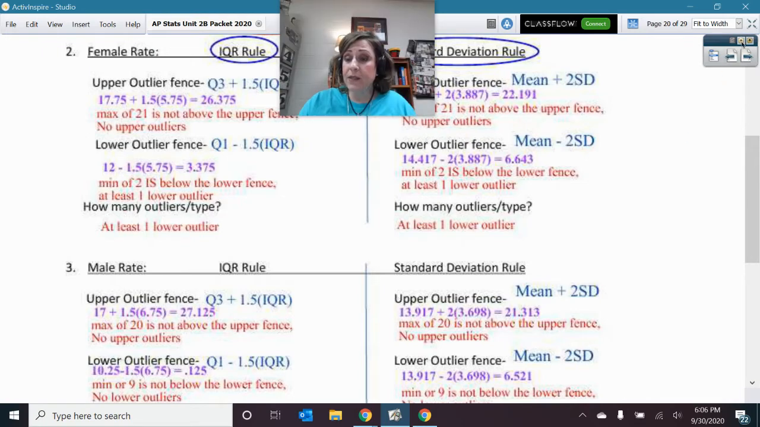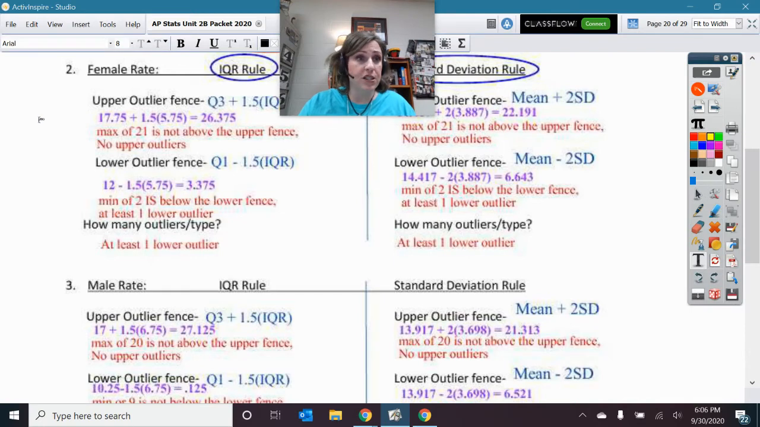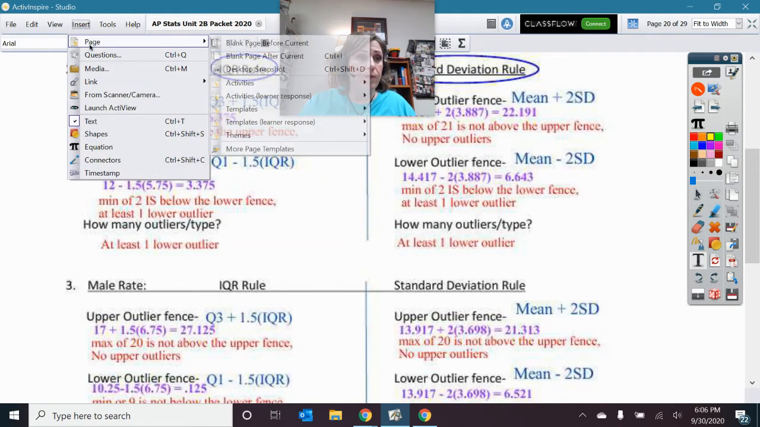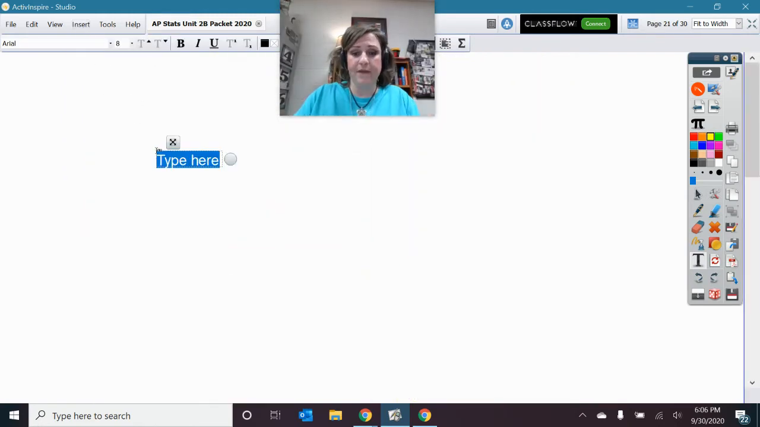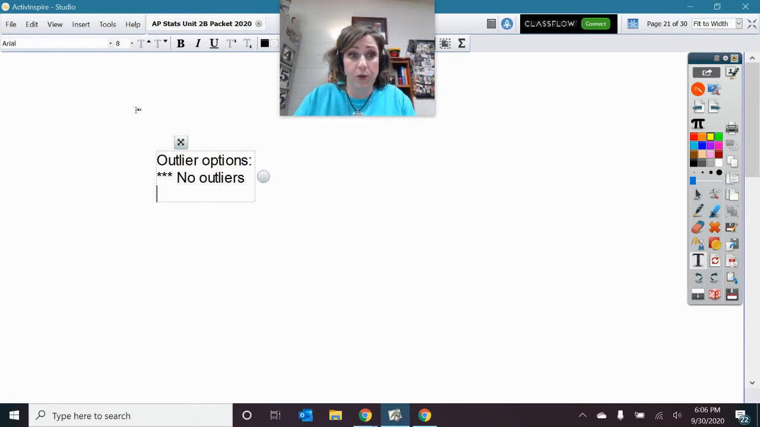I did want to mention something that some students had asked during class today. Here's typically what we're going to have as far as the outlier options whenever we're looking at the minimum and maximum. One option is that you may have no outliers, so you had no upper or lower outliers. The other option is you may have at least one outlier, either an upper or a lower, whichever one it ended up being.